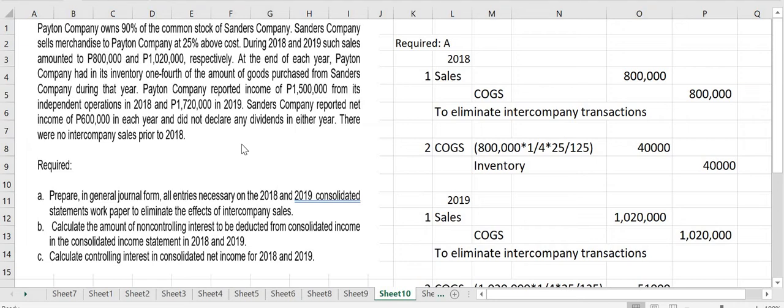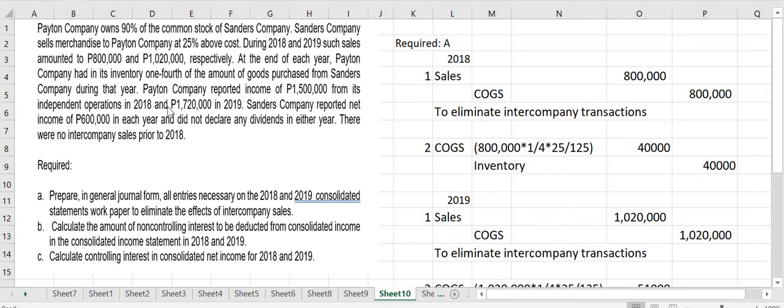Okay, so during 2018 and 2019, sales amounted to 800,000 and 1,020,000 respectively. So at the end of each year, Peyton Company had in its inventory 1/4 of the amount of goods purchased from Sanders Company during that year. So Peyton reported income of 1.5 million from its independent operations in 2018 and 1,720,000 in 2019. Sanders Company reported net income of 600,000 each year and did not declare any dividends in either year. There were no intercompany sales prior to 2018.